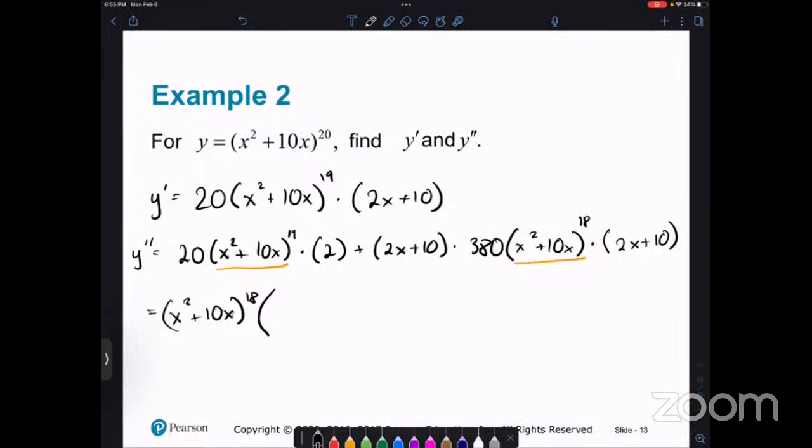Let's see. Greatest common factor between 40 and 380. Hey Siri, what's the greatest common factor between 40 and 380? The greatest common factor of 40 and 380 is 20. 20, right? We can factor out 20 from both of those. Let me see. What is that, a 19? Okay. So I'm going to factor out 20 from both of those.